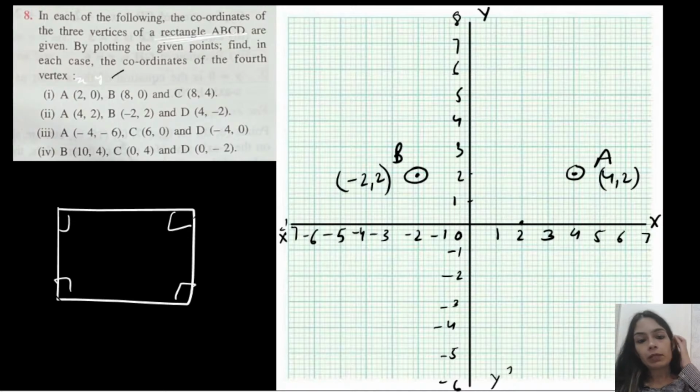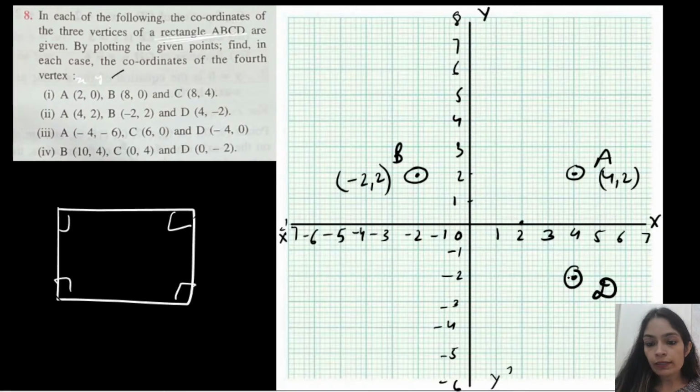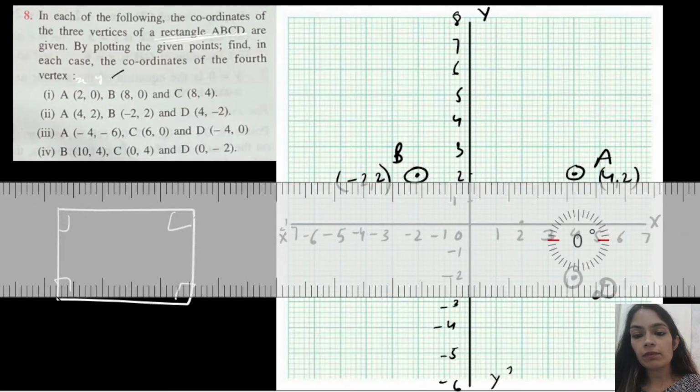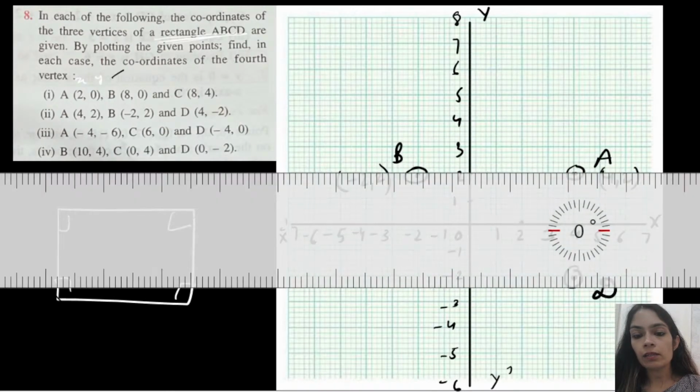Then D point is given to us, 4 comma minus 2. Again we have to locate the x-axis point. So minus 2 is just down. Here it is. Just opposite to this point, you can see minus 2. Now 3 points we have already got. Again with the help of scale, we will join these points and we'll be getting the fourth one.